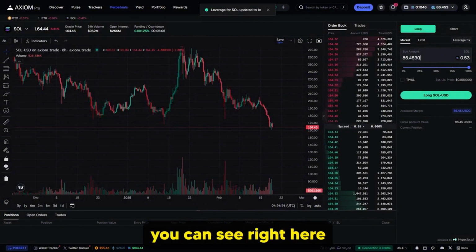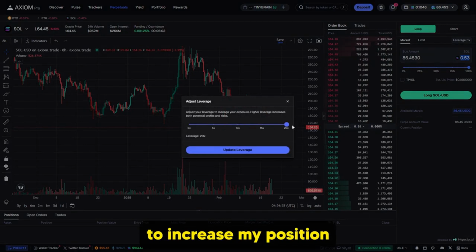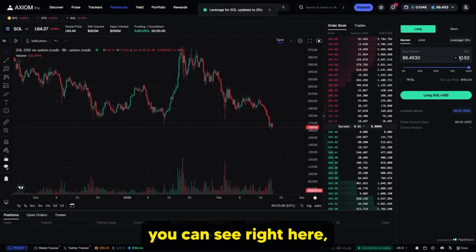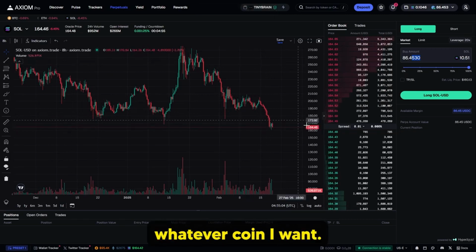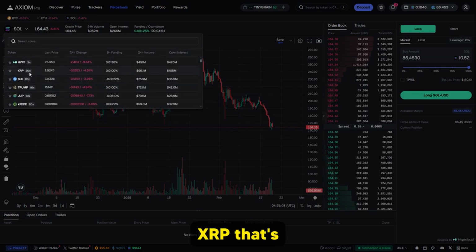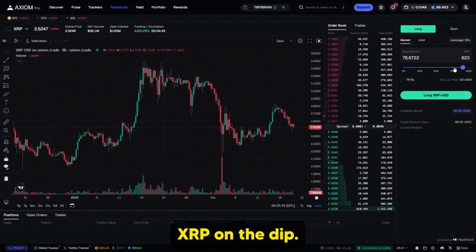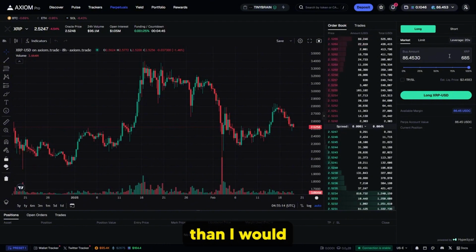So for example, you can see right here, I've got $86, which is 0.5 Solana. But if I wanted to increase my position size to 20x leverage, you can see right here, I can now buy 10.5 worth of Solana, or whatever coin I want. Okay. Or maybe I choose to get XRP. Let's say I wanted to buy XRP on the dip. I could use 20x leverage and I could buy more XRP than I would initially have.